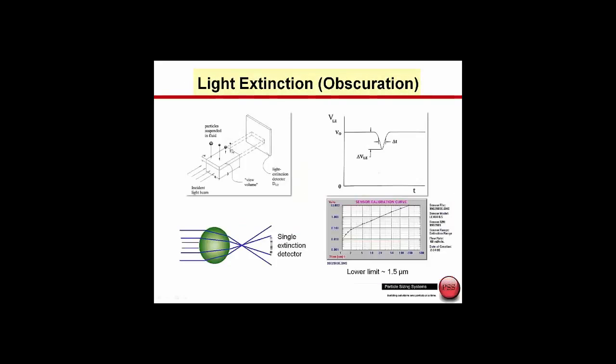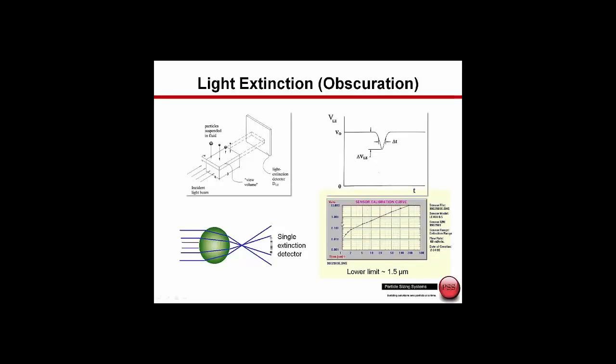This diagram of light extinction technology is not to scale, but as particles pass through this narrow ribbon of light, they interact with the light, not just through casting a shadow, as obscuration might sound like, but through any light scattering that diminishes the initial light source as it hits this extinction detector. So this generates what we could think of as a negative pulse, and this pulse can then be converted to a particle size using the calibration curve.